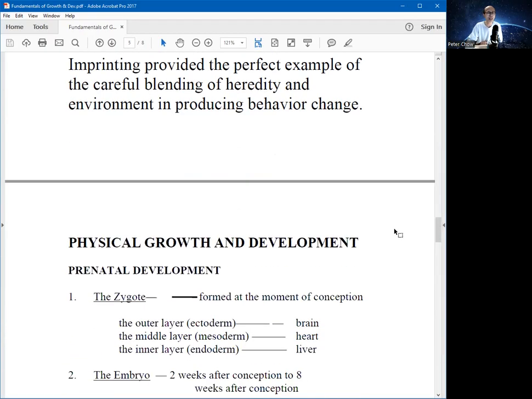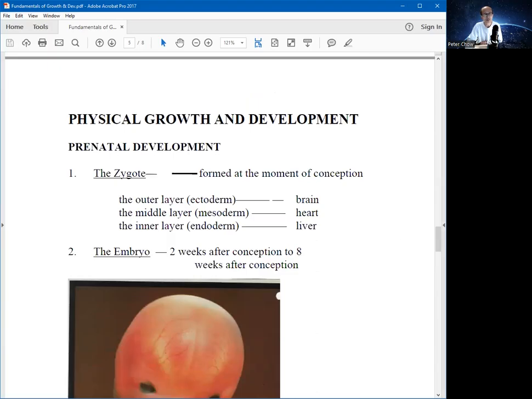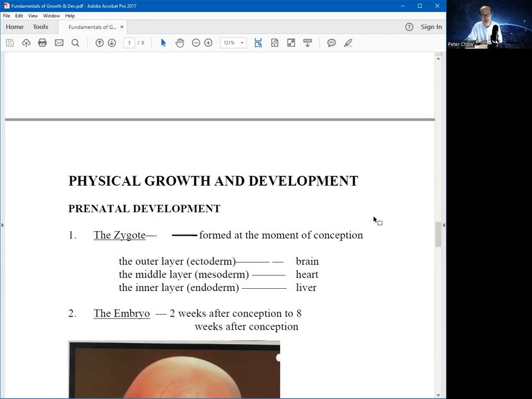All right. So let's take a look at physical growth and development.